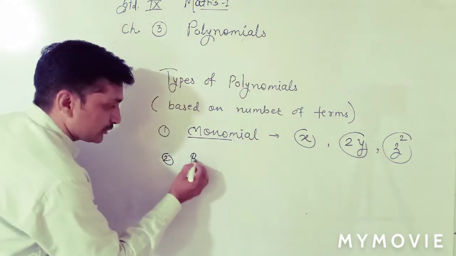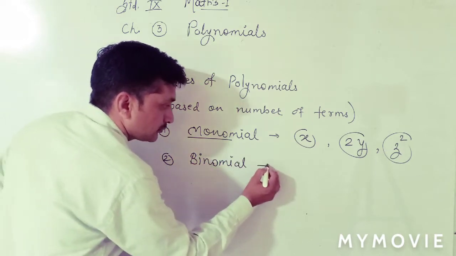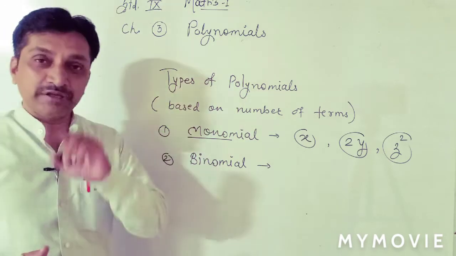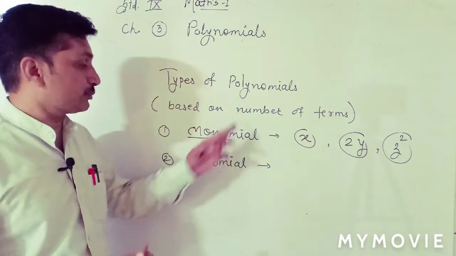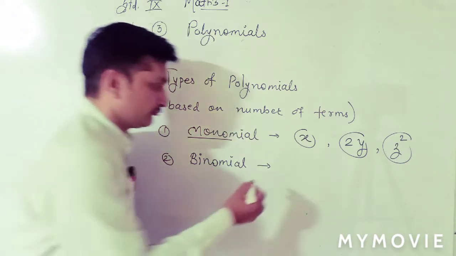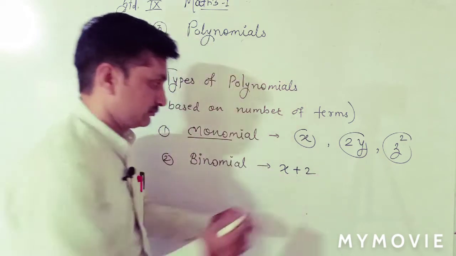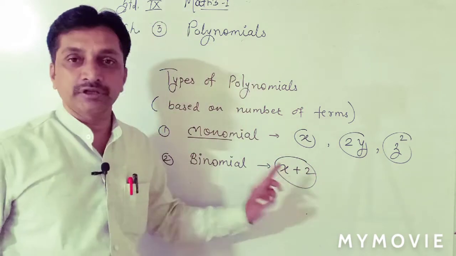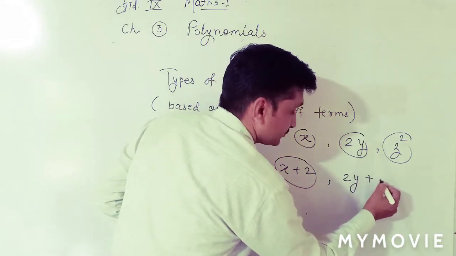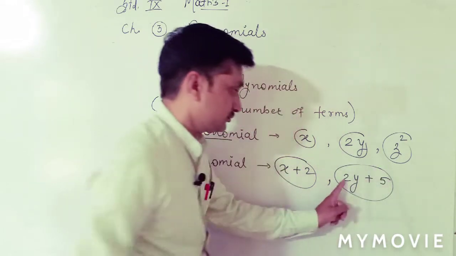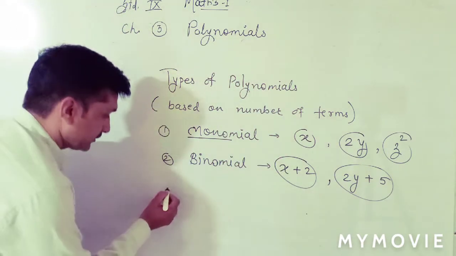Second type is binomial. If there are 2 terms in the expression, then that polynomial is binomial. 2 terms. For example, x plus 2. See, there are 2 terms. 2y plus 5, 2 terms, and that's why that is the second type, binomial.